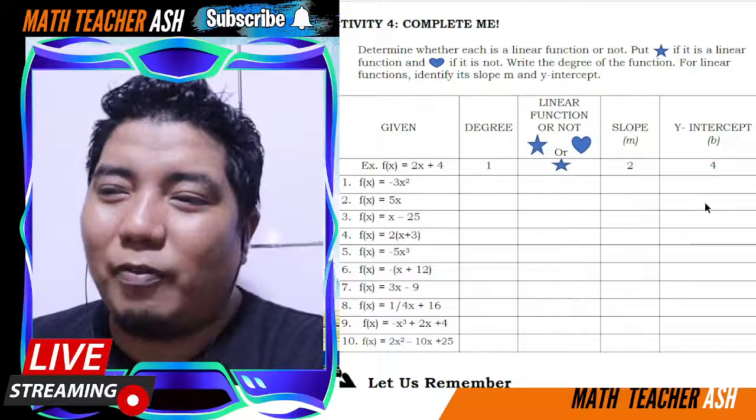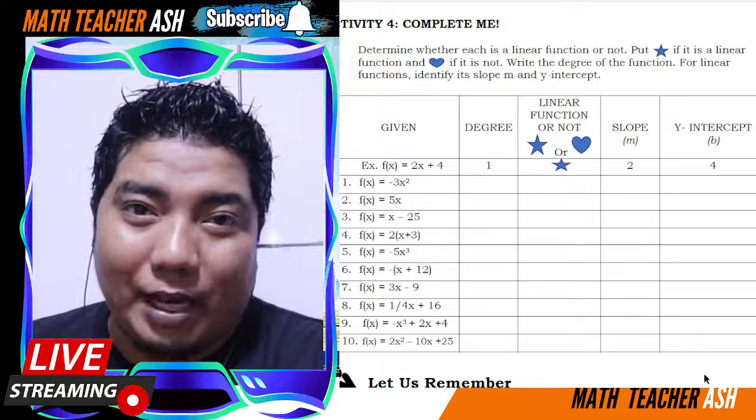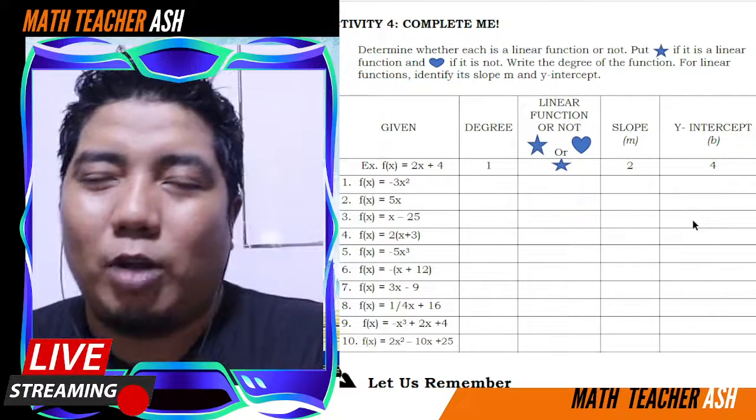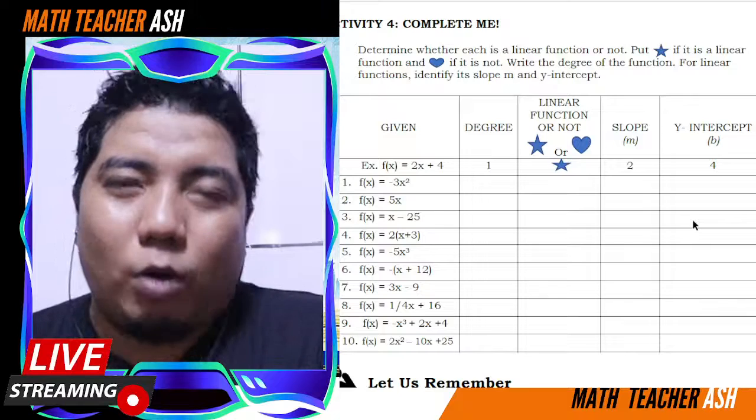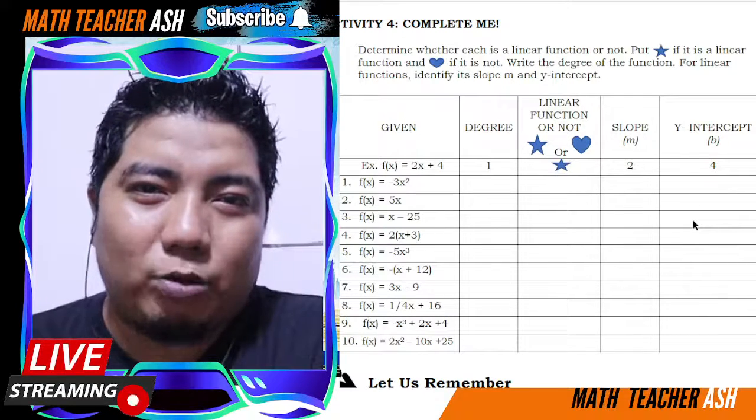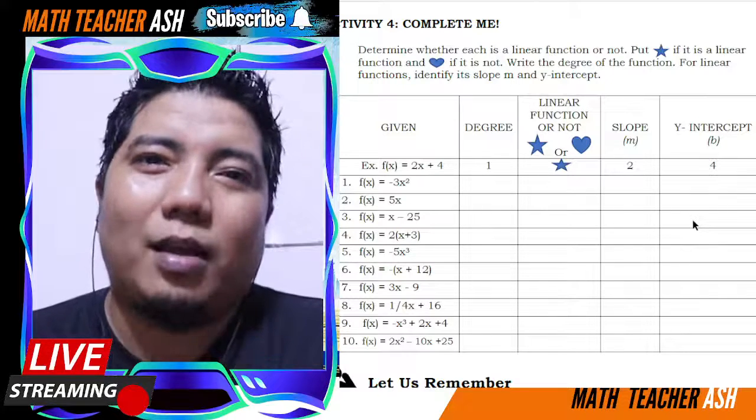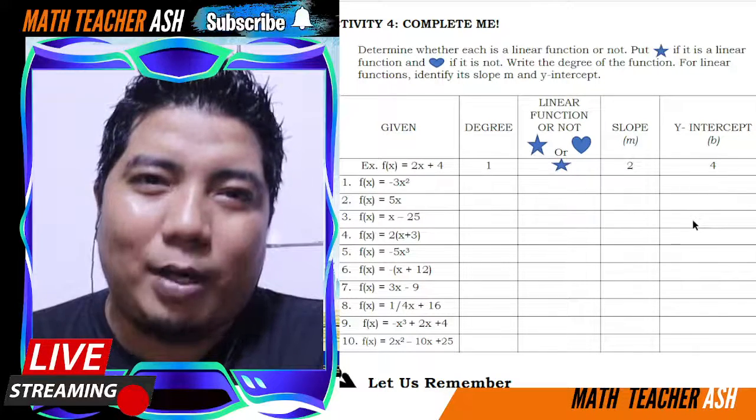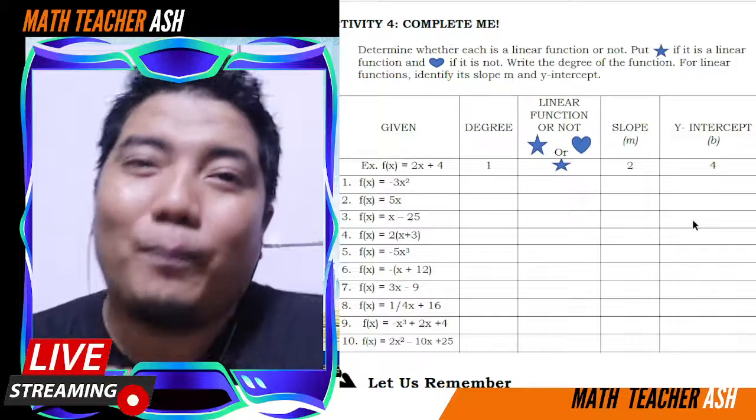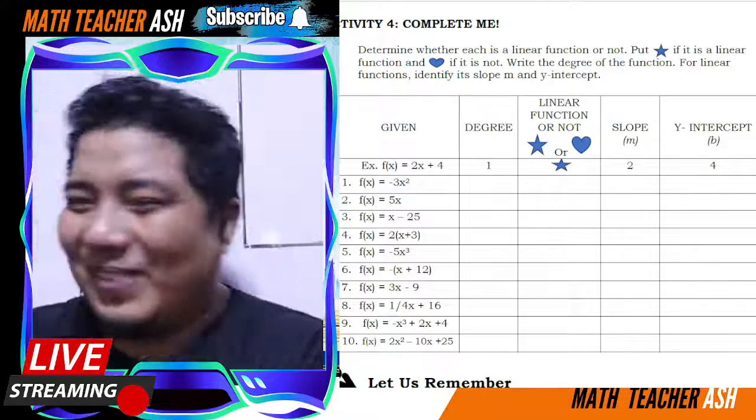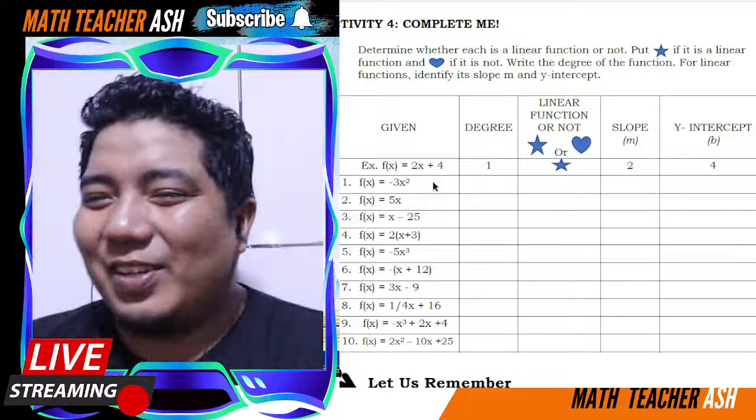Okay? Now, for the y-intercept, may y-intercept talaga parati. Okay? At ano or paano mo siya malalaman kung ano yung y-intercept? Always check the number without the variable. Sa madaling salita, hanapin nyo yung number na walang katabing letter. Hanapin ang number na walang katabing letter at yun yung y-intercept.